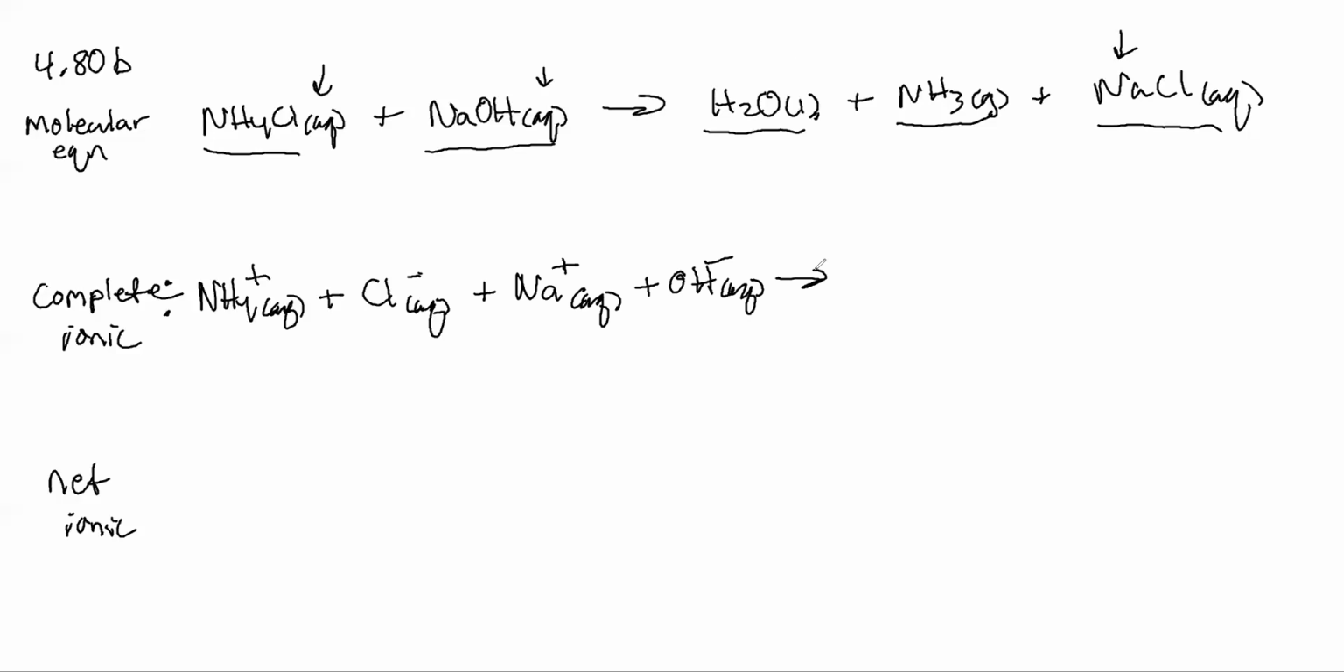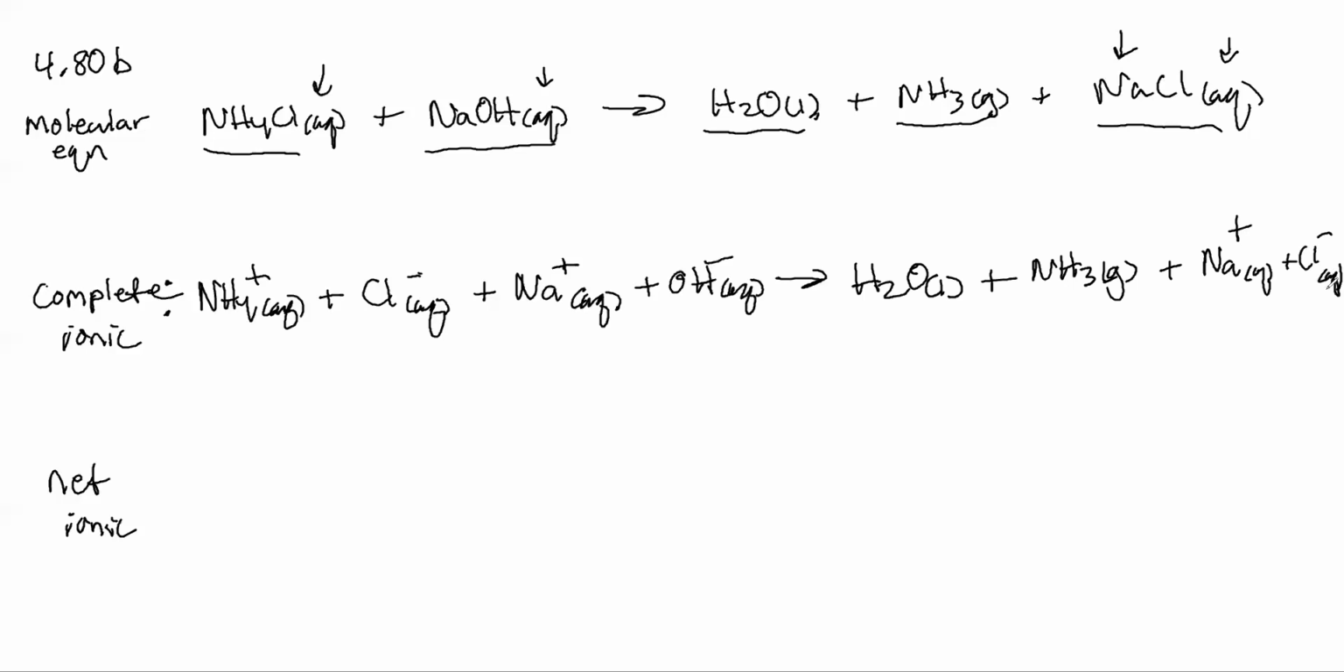Now on the product side, when I look at the products, if it says solid, liquid, or gas, I do not separate into ions. I write the complete molecular formula. So water, I don't separate because it's not separated as ions. It's actually what's being produced. And then the ammonia gas, it's not separated. But this sodium chloride is aqueous, so I have to separate that. So now I have the complete ionic.